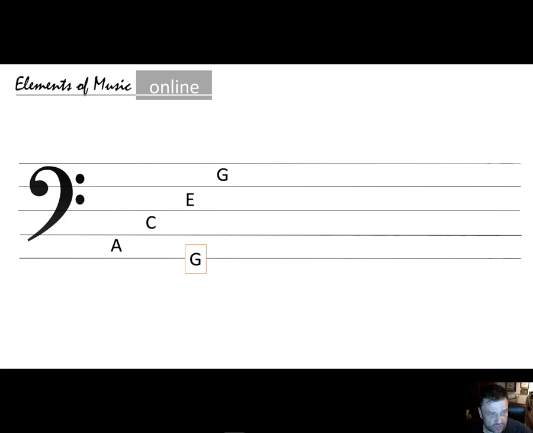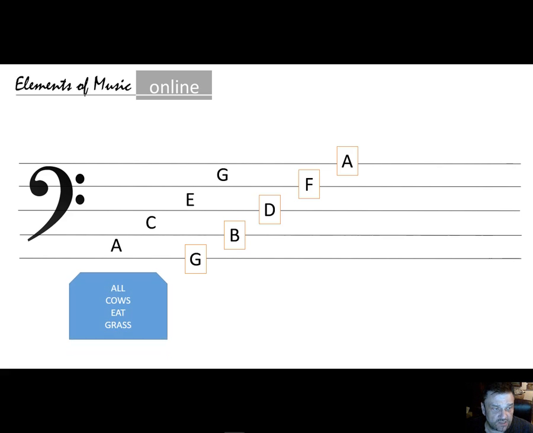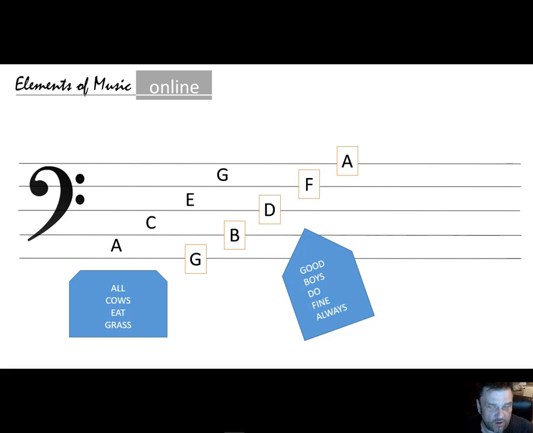But the lines are G, B, D, F, and A. Now there are some acronyms that you can use to help you remember these. For the spaces, easiest one and the most popular is probably this one: all cows eat grass. And then for the lines, the most popular over the years anyway has been good boys do fine always. Now I also have another one: good burritos don't fall apart. That's actually my favorite. So there you have it, the lines and the spaces to the treble clef and the lines and the spaces to the bass clef.